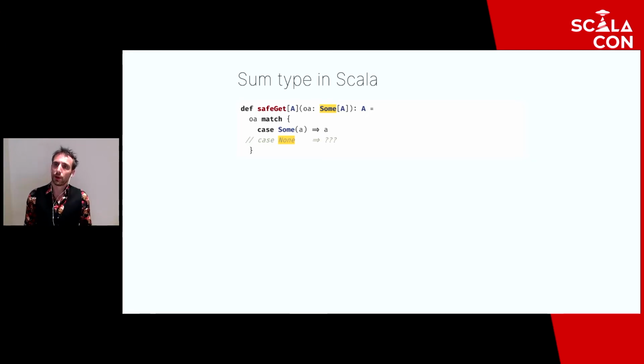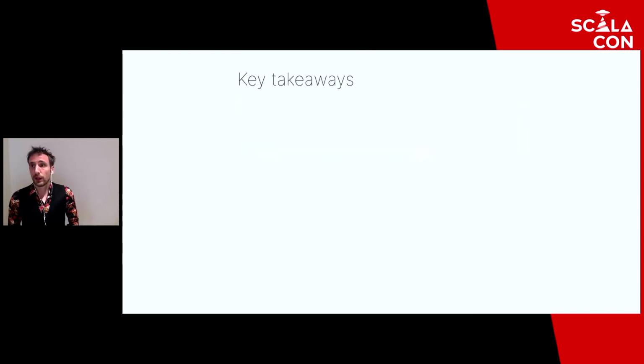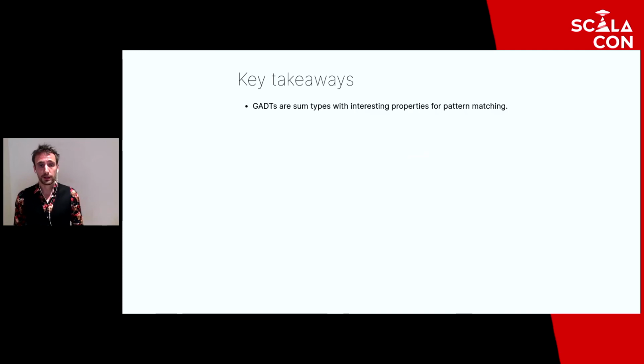So that's one of the reasons why generalized algebraic data types can be a little hard to pinpoint in Scala, because it is not possible to define a sum type that doesn't happen to also be a generalized algebraic data type. And it's really very hard to see. It's kind of like not seeing the forest for the trees. We have the more powerful version, so why would we need the smaller, less powerful version? What have we learned? We've learned that generalized algebraic data types are sum types with interesting properties for pattern matching. And we've also learned that Scala is really bad at helping us see that.